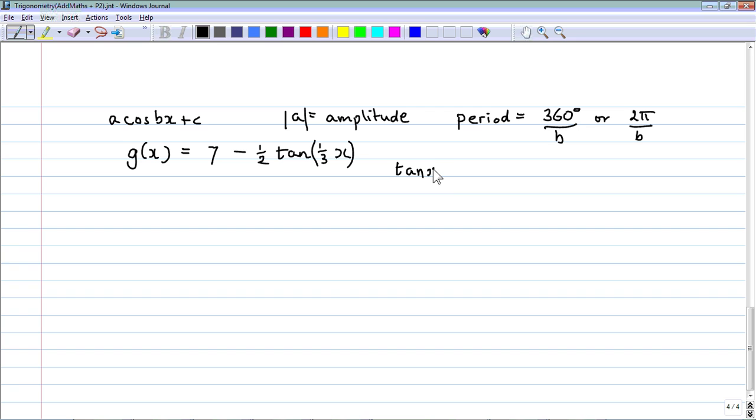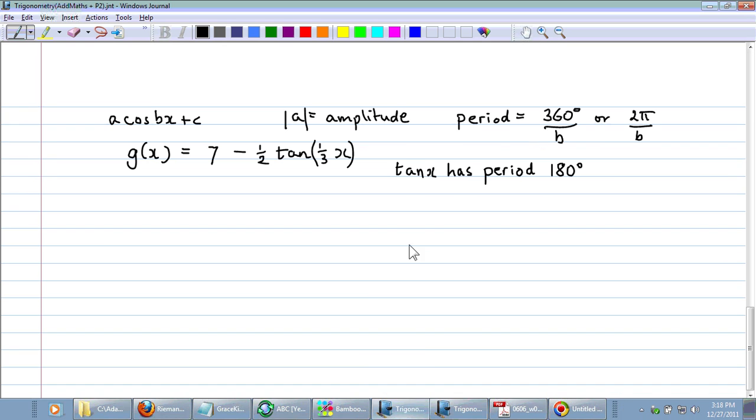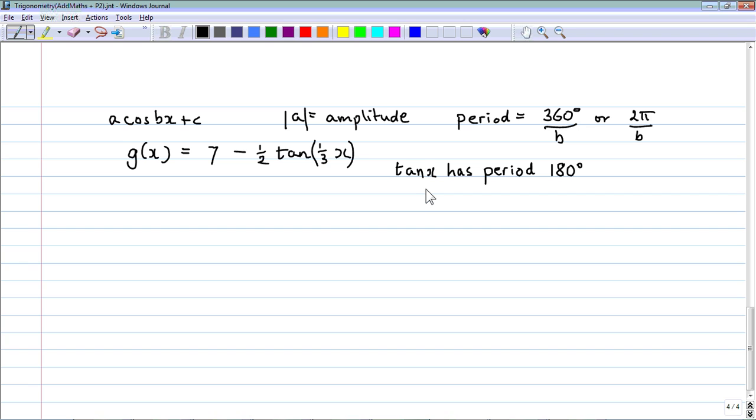Well, we should know that tan x has period, well, you tell me, what's the period of tan x? The answer is 180 degrees. Let me just get back to my window. Here we go. Now, amplitude, does this mean anything here? No, it means nothing, because tangent x doesn't have an amplitude because it goes to plus and minus infinity. So that would be meaningless.